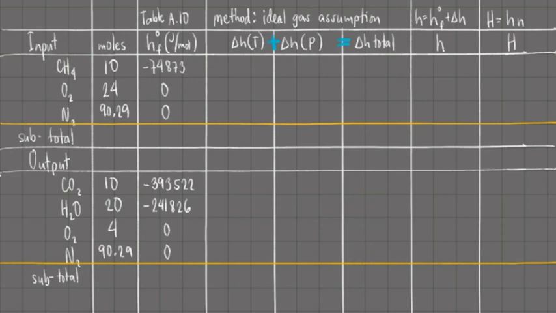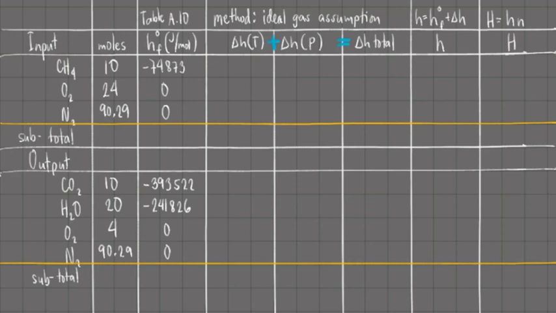Okay? So regardless of the state of the output, even though it's not at the standard state, the value of the enthalpy of formation of the substances at standard state is still constant. We just have to add our delta H to those substances. Now, for the next few columns, we will be estimating the values of the enthalpy change, delta H, for a changing temperature and for a changing pressure. And if we add those, we get the total delta H, just as what we have discussed earlier.